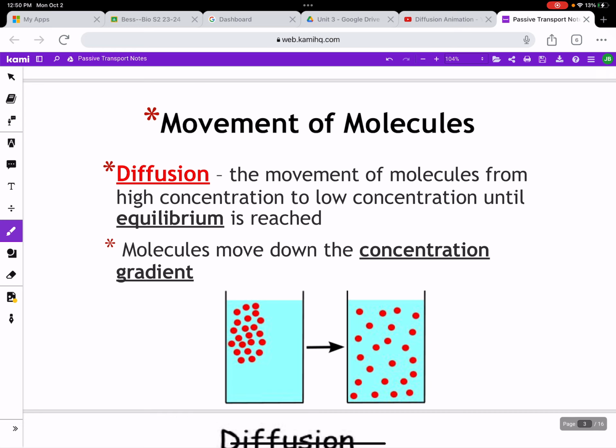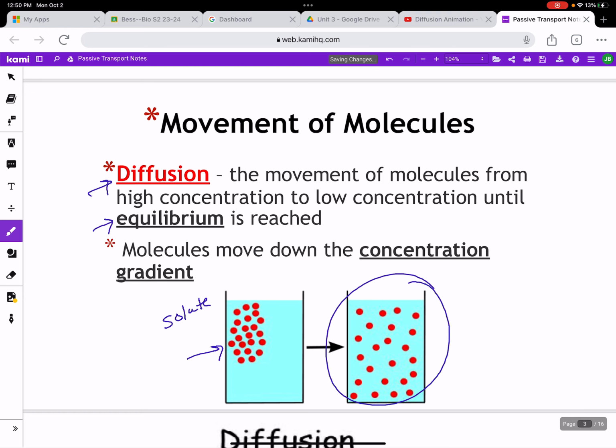So in general, the term diffusion refers to moving from where there's more into where there's less until equilibrium is reached. In this scenario right here, we can see a whole bunch of the red molecules, which is our solute. Maybe this is salt. They're going to bounce off each other until they're evenly spread out like this picture right here.